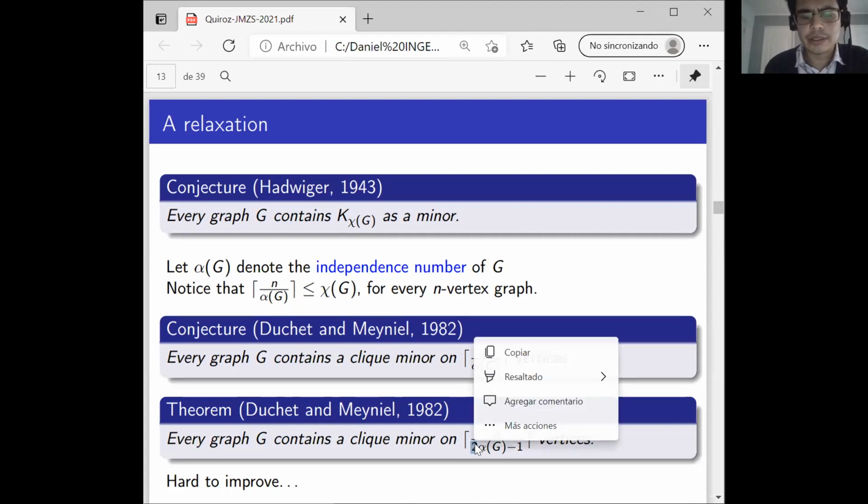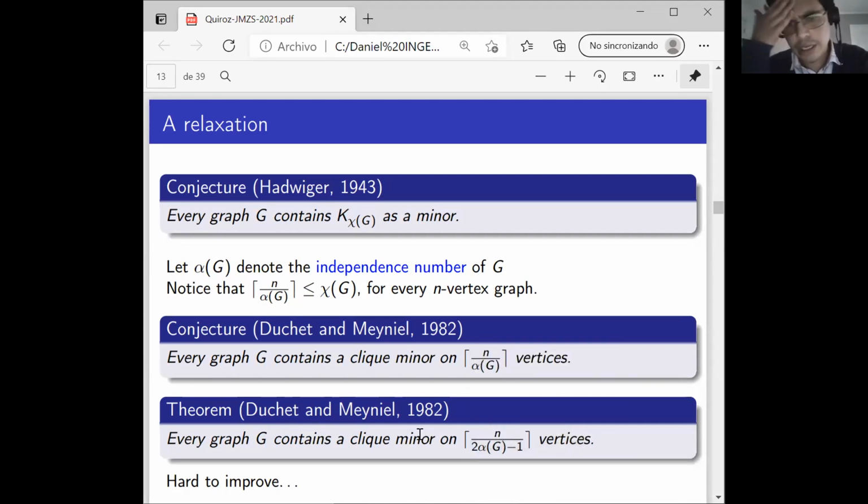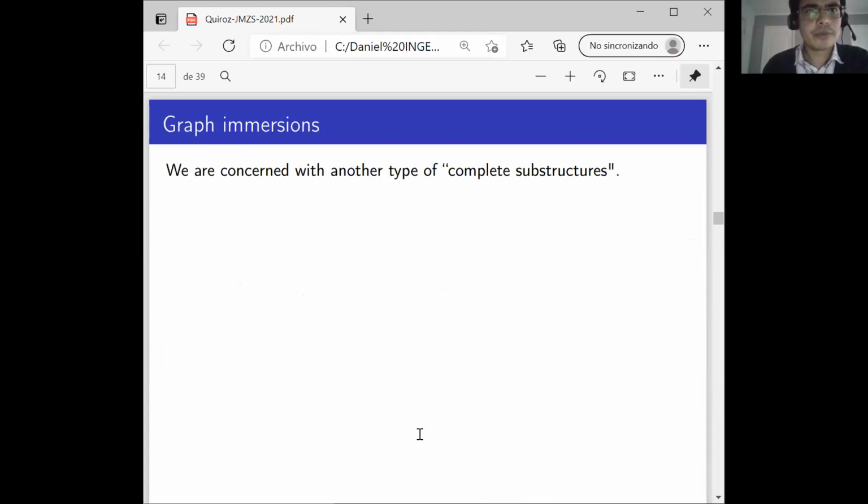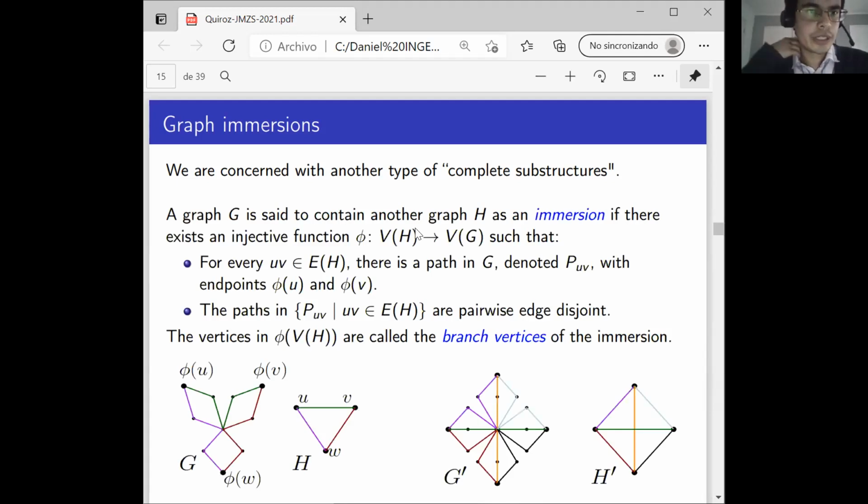I think Jacob Fox proved that you can change that to 1.96 or something like that, and it was later improved, but it's not much farther. So it's hard to get beyond this point. But the title of the talk involves graph immersions, and this is what we're going to talk about, not so much minors. This is the complete substructure that we're going to talk about, and you might not have heard of immersions ever, so I'm going to define what an immersion is.